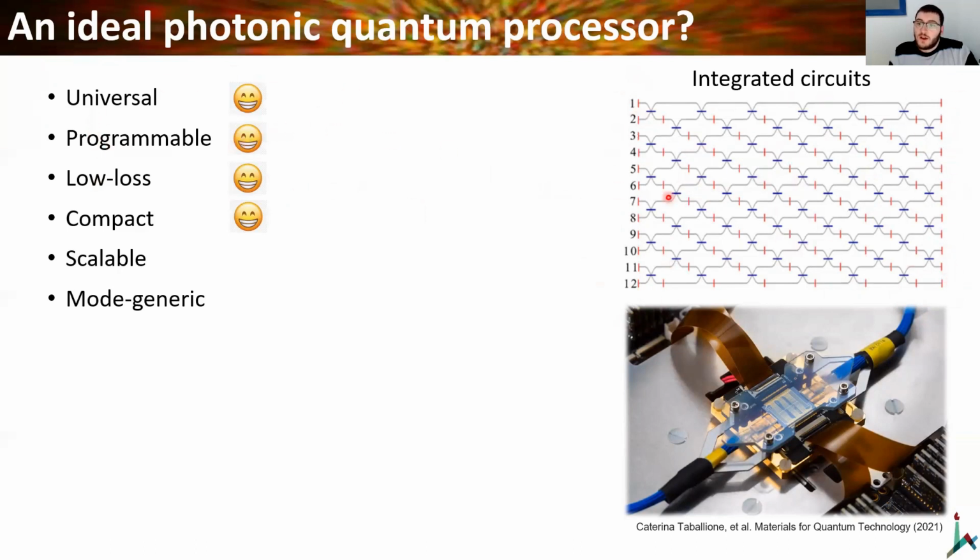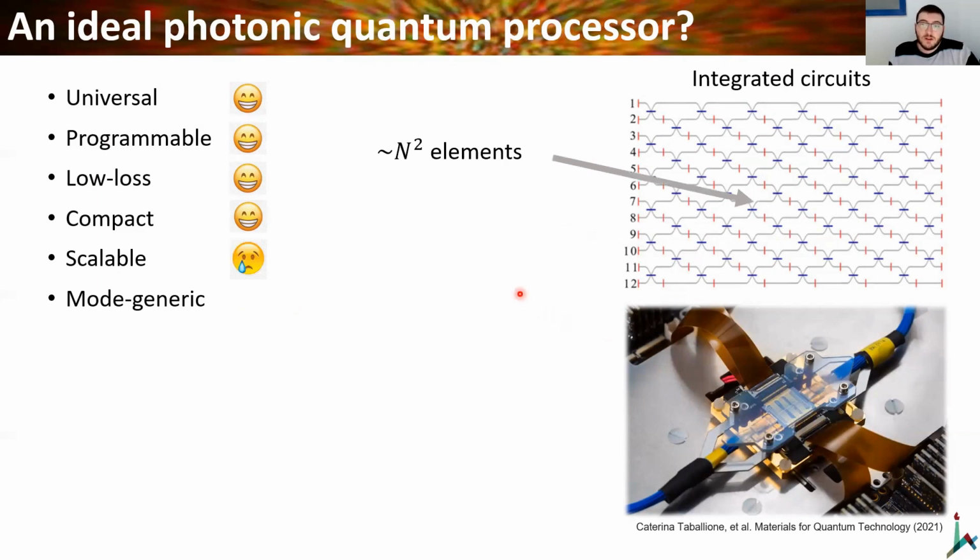That's why I call these integrated circuits universal, in the sense that by programming the different phase shifters, we can encode any unitary transformation. It can be made quite low loss after great progress in this field. And it's also very compact, as you can see in this beautiful picture.